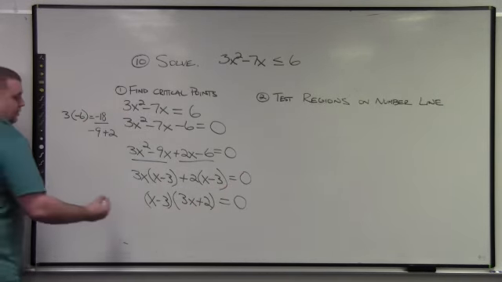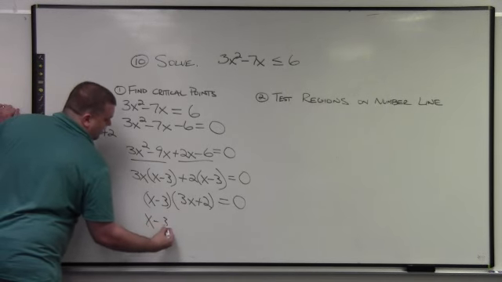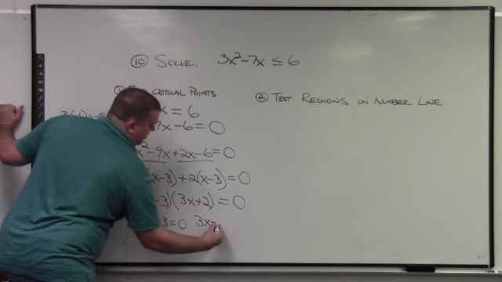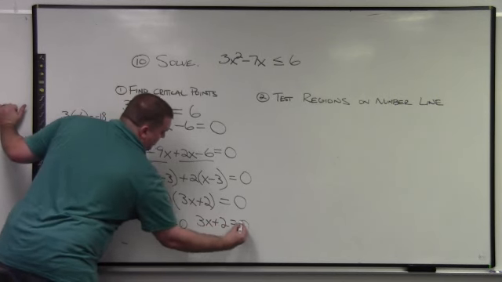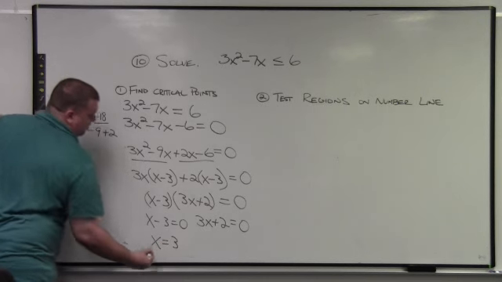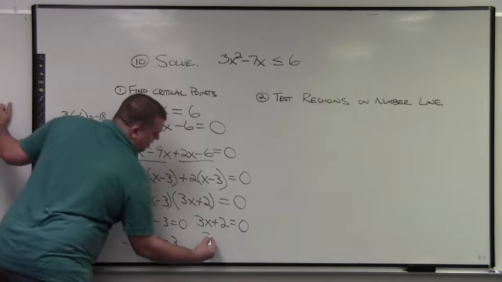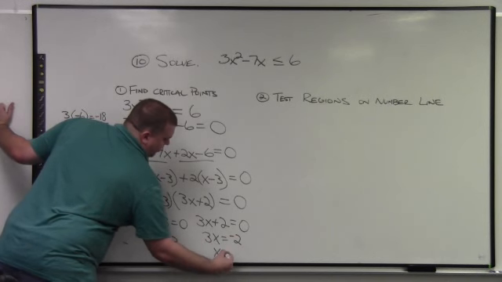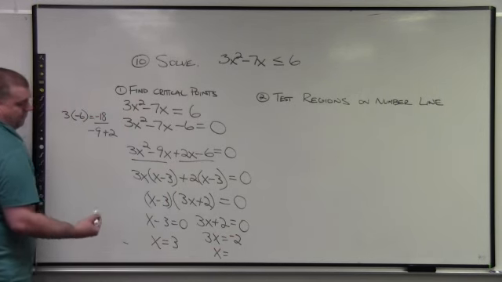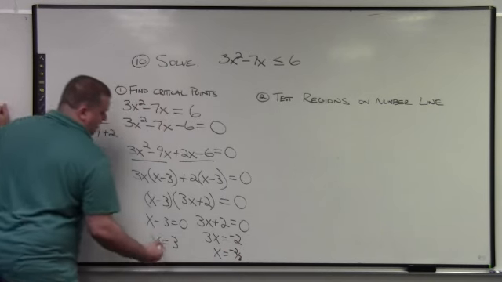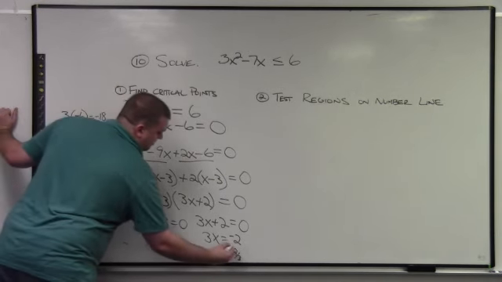So I'm going to set my factors equal to 0. X minus 3 equals 0. And 3x plus 2 equals 0. So x equals 3 for this one. Subtract 2. So x ends up being what for my second critical point? Negative 2/3. So those are my critical points.